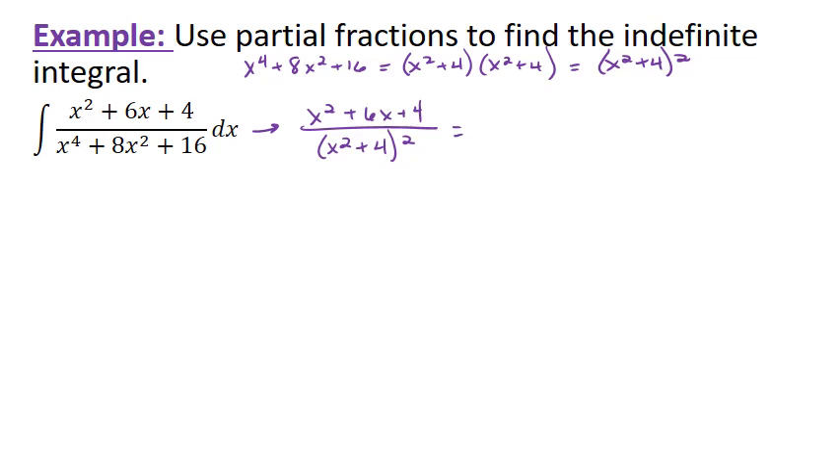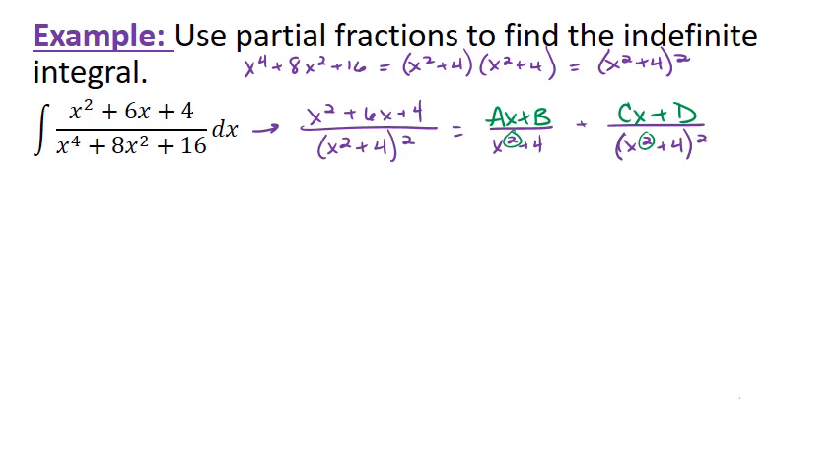Now, I need every factor of this, so I'm going to end up with two fractions. One is x squared plus 4, and the other is x squared plus 4 quantity squared. Now, each of these factors are quadratics. Since these factors are quadratics, that's going to change what my numerator looks like. So here I will have ax plus b, and here I will have cx plus d. So that is one thing that is different.